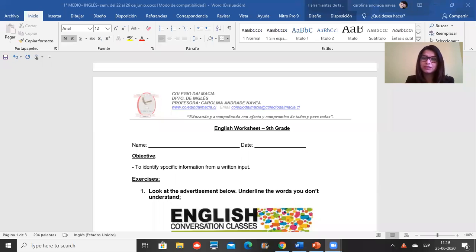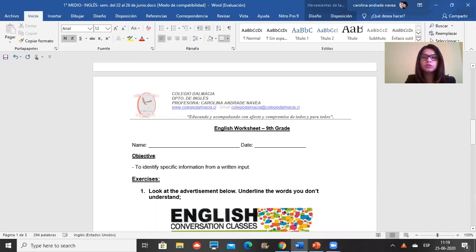So to start with, guys, I would like to share the activity that we have to do with you so we can remember what the worksheet was that I sent you, alright? So first of all, this is the activity. Remember the objective was to identify specific information from a written input, alright?